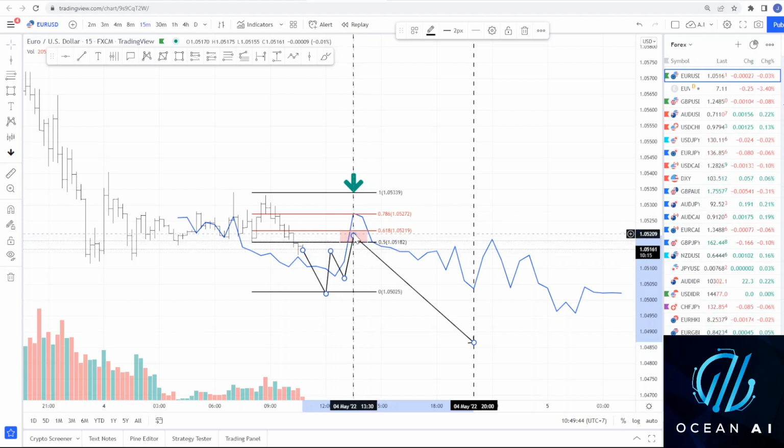All we want to see is it to come up, hit the level, and then drop straight away. If it hangs around here, so if we go sort of half an hour after and it's still sitting here, not doing a lot, then you want to get out of it, because there's more chance that it's likely to go against you. So just a couple of things to look at for that euro there.